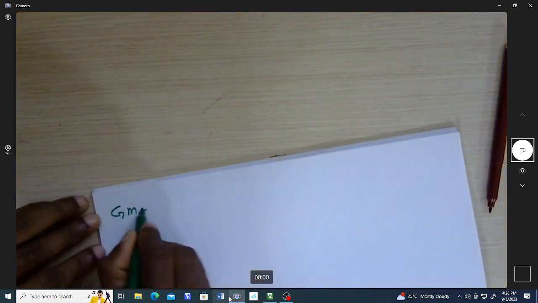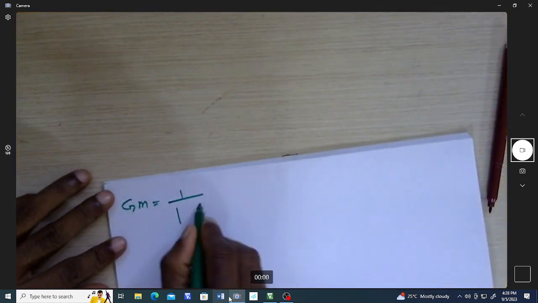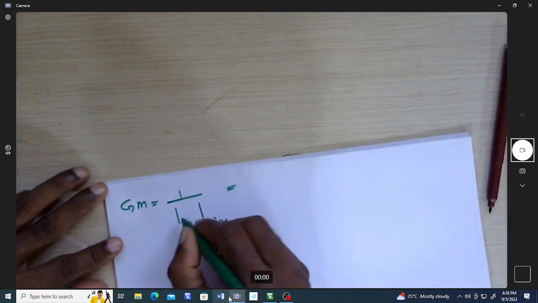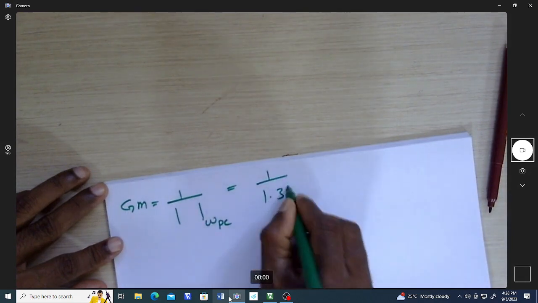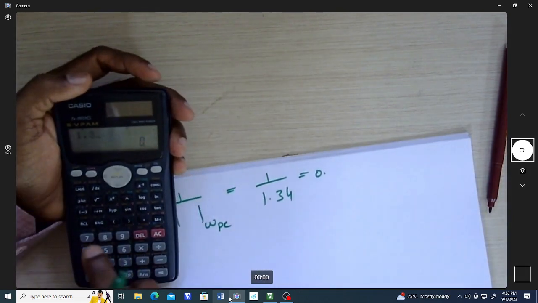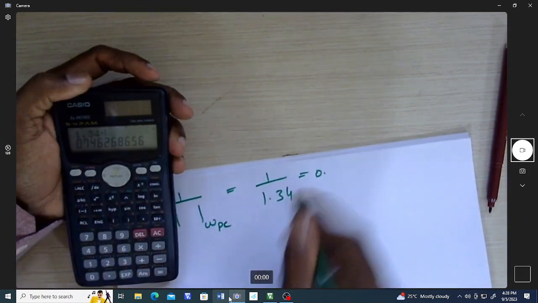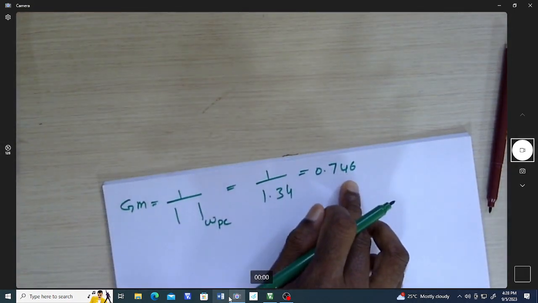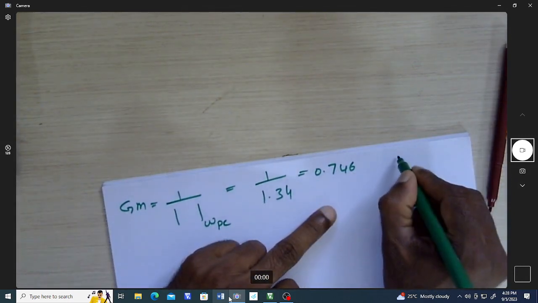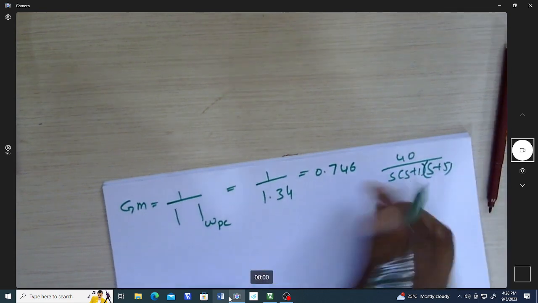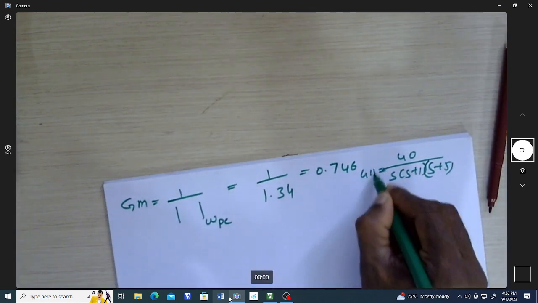So gain margin is nothing but 1 over the magnitude at omega PC. So what is the magnitude you have? This is 1.34. So if I do this 1.34 inverse, it is 0.746. So gain margin is 0.746. So this is resulting due to this transfer function, correct? We got this as the gain margin for a GH of so and so.